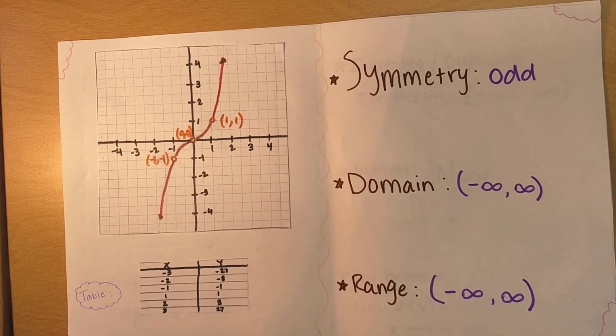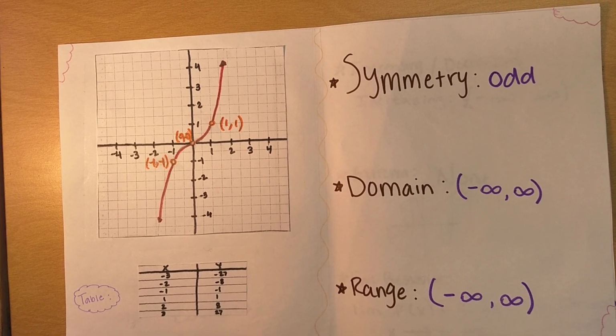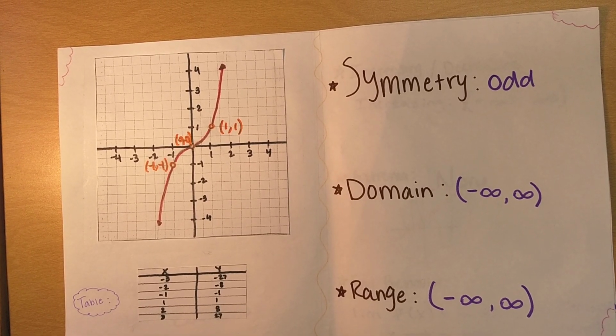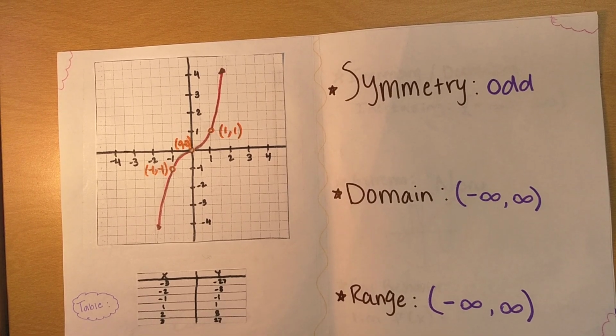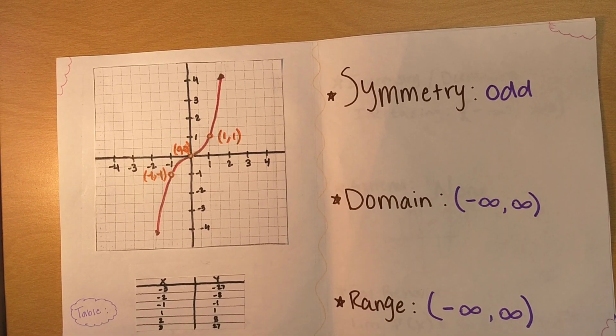Domain and range. In a cubic function, all x values are possible within the domain. Also, all y values are possible for the range. This can be seen by the pattern of the function on the graph.